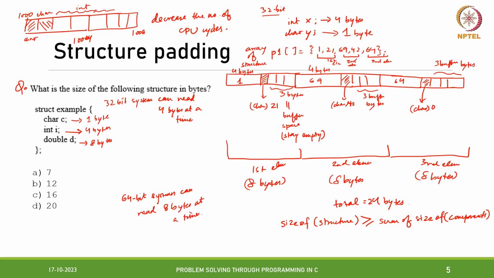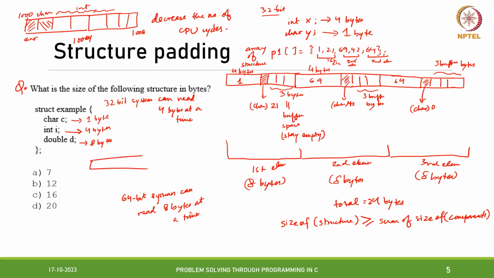All right, so why I said it's a 32-bit system is because that basically means it can read 4 bytes at a time. So the padding will happen such that we keep all the variables as multiples of 4 bytes. The sizes of the components should be multiples of 4 bytes. Here the character is the first component, taking 1 byte.